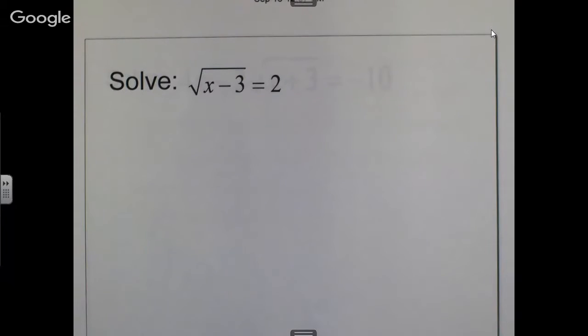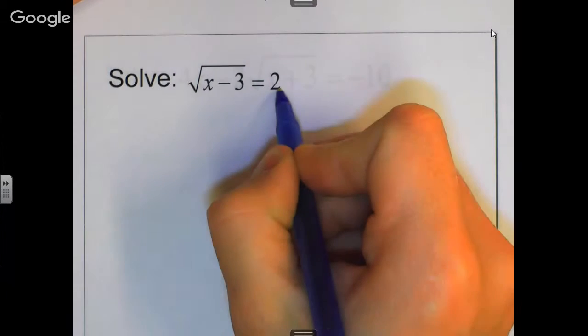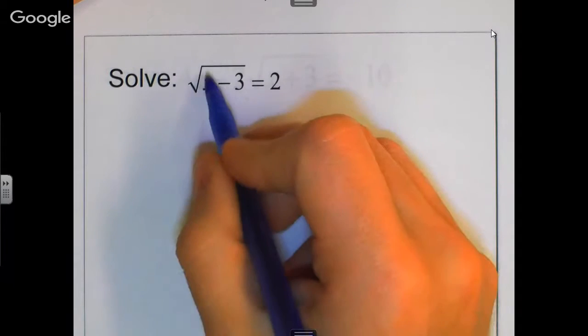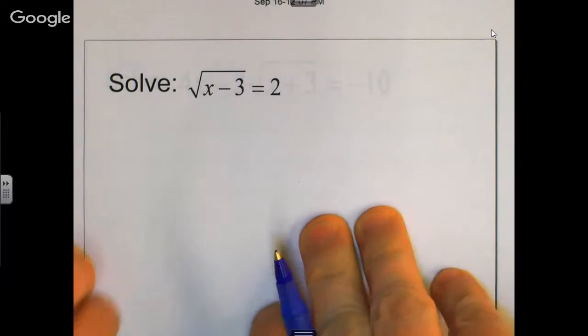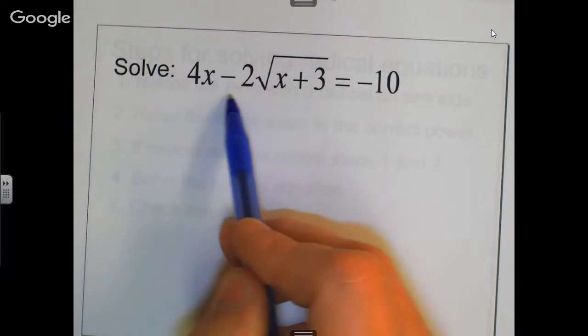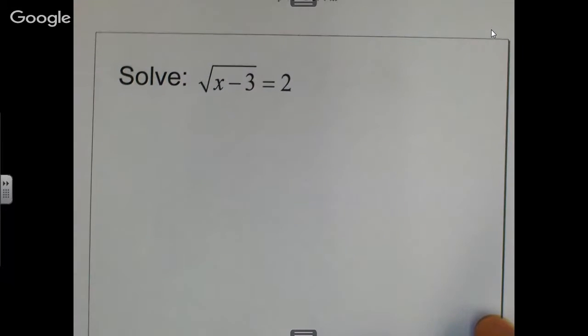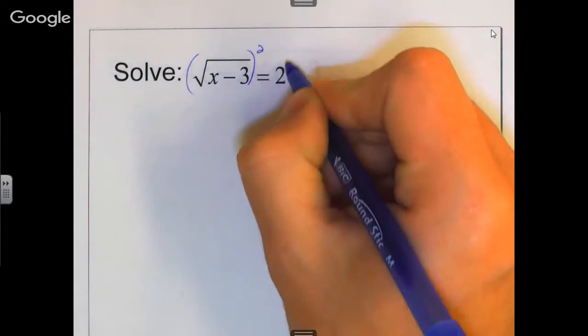So we have here square root of x minus 3 equals 2. So we got to make sure that there's nothing outside of this square root, meaning like if I give you something like this here. Okay, see how this is outside of the square root? Okay, I can't have that. So looking here, we've got nothing outside, so we'll simply square the whole side here and square that side.